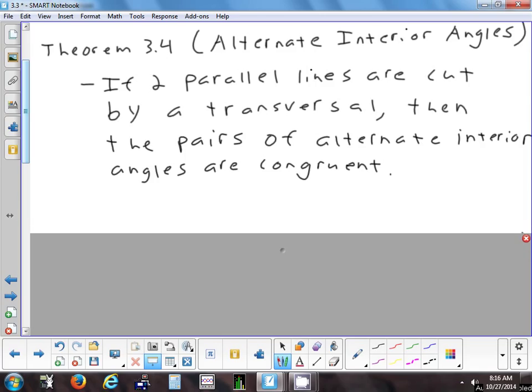Okay, I'm not going to draw the picture for every single theorem. If you want the pictures, they're all on page 143. Okay, but again, if two parallel lines are cut by a transversal, then the pairs of alternate interior angles are congruent.